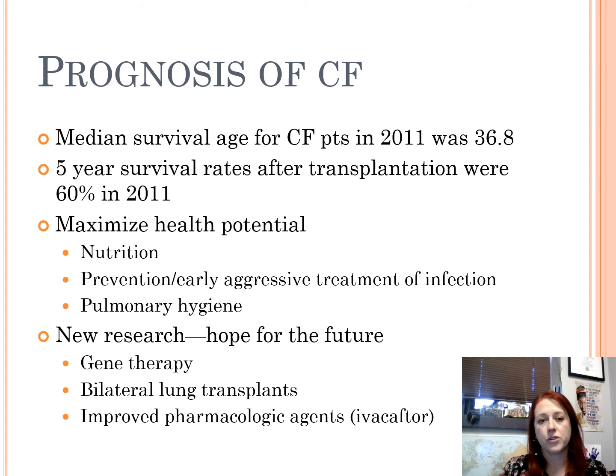So our prognosis for cystic fibrosis, the median age of survival is about 36.8, and really has not changed since 2011. We had a lot of things that changed before 2011, but it's kind of stayed stable since about that time period. The 5-year survival rate post-transplantation is still about 60%, so about half of patients that get a bilateral lung transplant survive. And they will be on immunosuppressive medications for the rest of their life if they get a lung transplant.